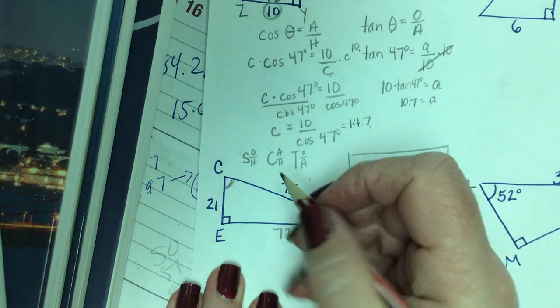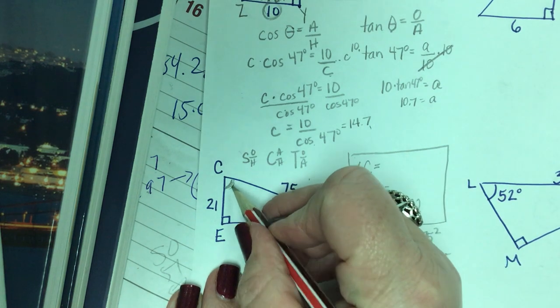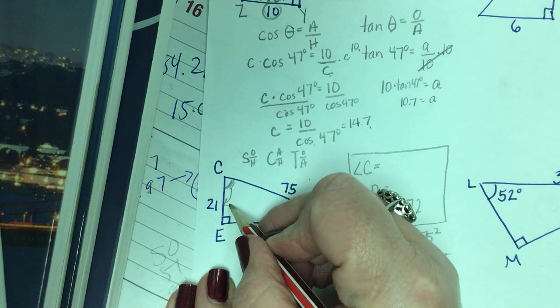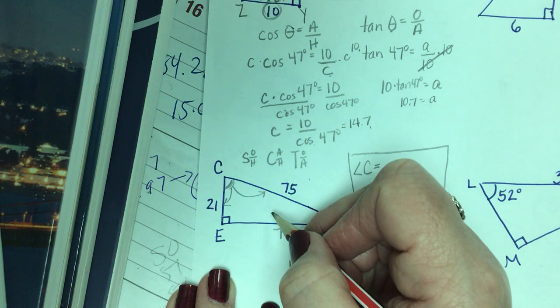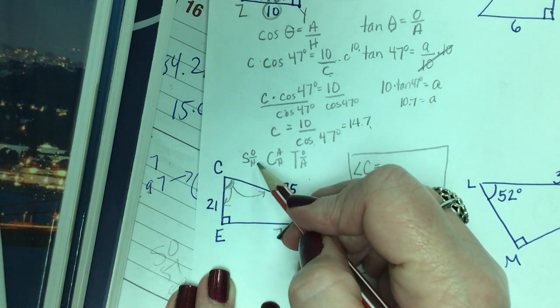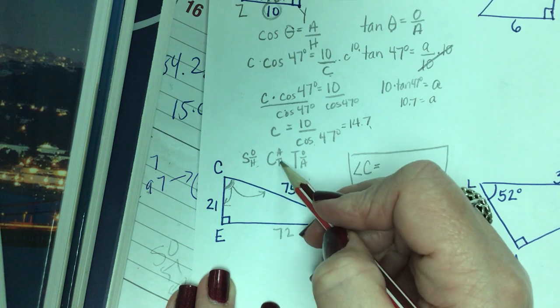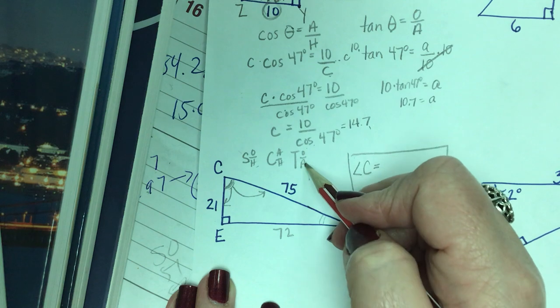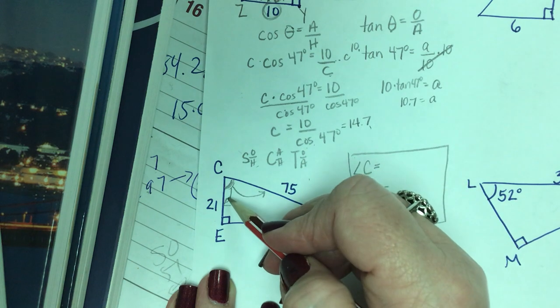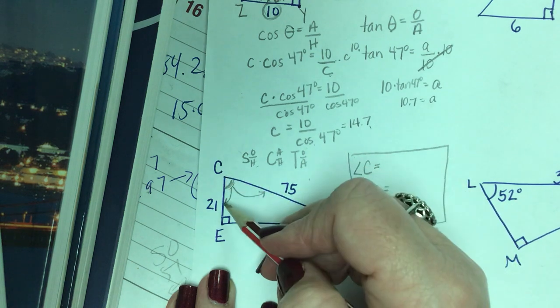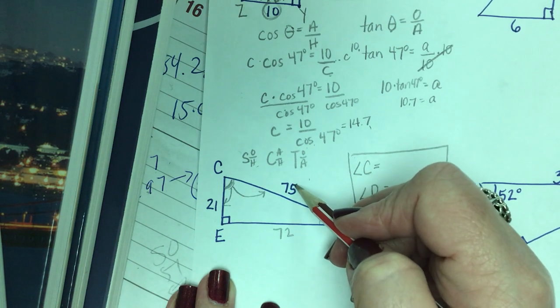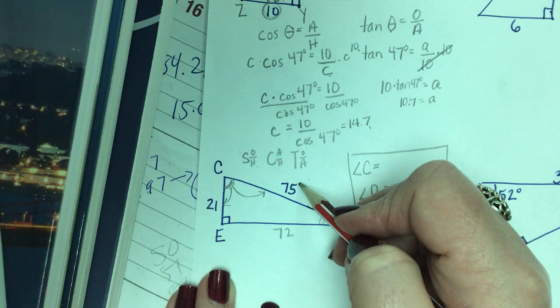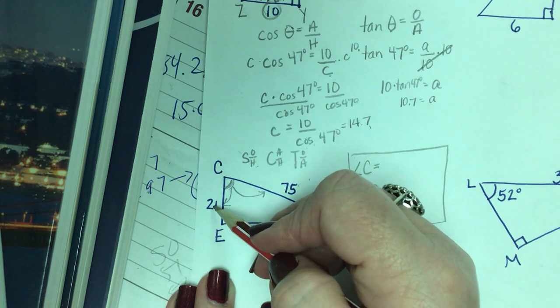So, I am going to look at this angle and look at what I was given. I was given this side and I was given this side. What are those sides? Are they opposite and hypotenuse, adjacent and hypotenuse, or opposite and adjacent? Well, I see both of these sides are touching, so they're both adjacent. This is the special adjacent side. It's the hypotenuse. This is the hypotenuse. And this is the other adjacent side, so 21.